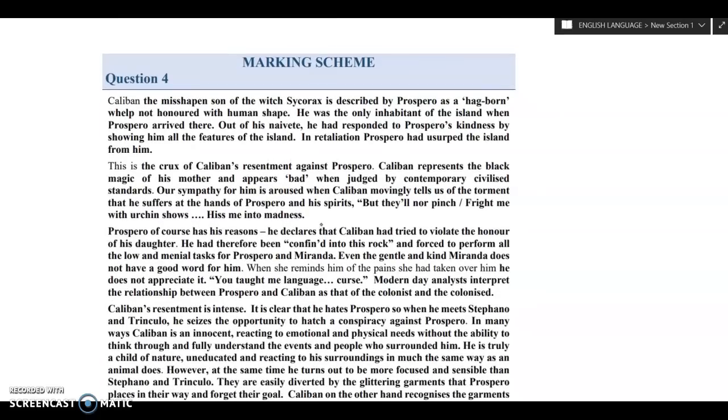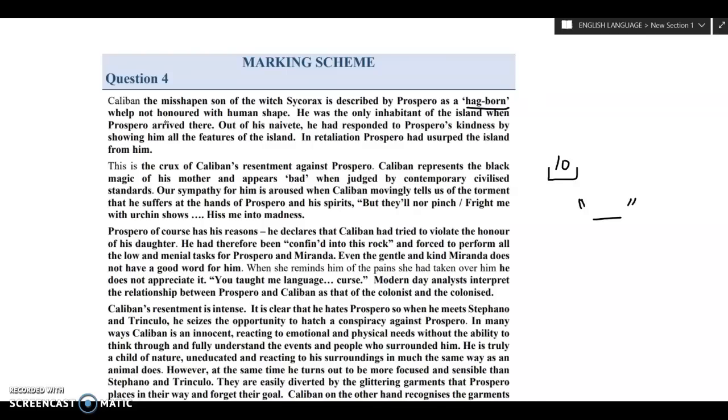Caliban, the misshapen son of the witch Sycorax, is described by Prospero as a hagborn. This is the keyword. Whenever you write a 10 marks long answer, you have to insert multiple quotes and keywords. Use inverted commas, or maybe you can highlight. But I feel you should not highlight. You should only insert inverted commas. That will be more easy and reliable.